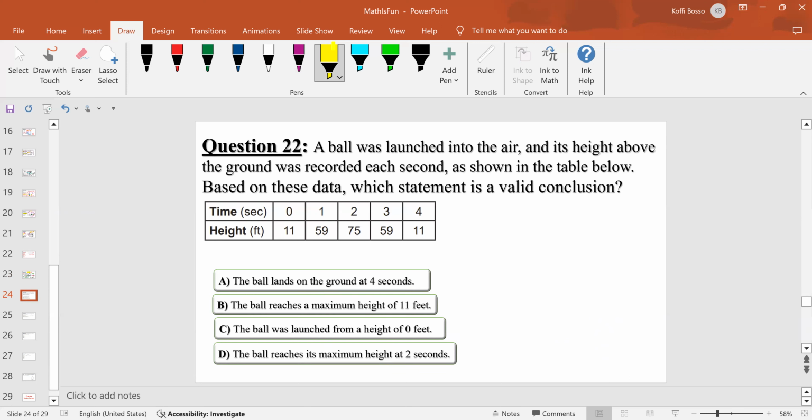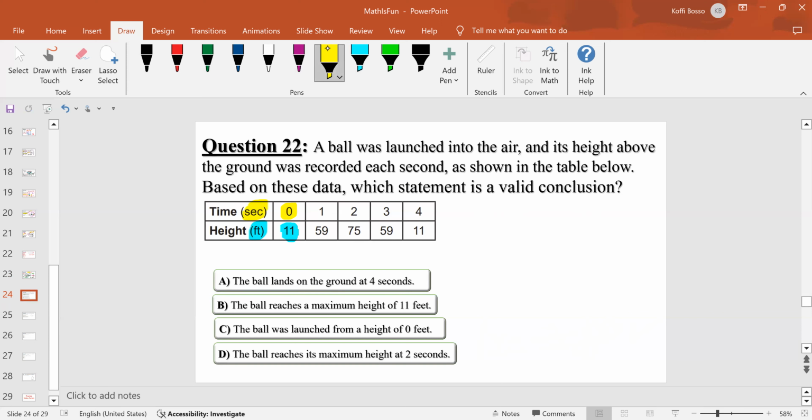So let's see the four conclusions here, A, B, C, D. But before we do that, let's see the table. When they say time, this means time in seconds, and we have the height in feet. Now, this is telling that when the time is 0, so nothing happened yet, the height is 11. So this is telling you that the ball is launched at height 11. Yeah, at height 11. That's the meaning.